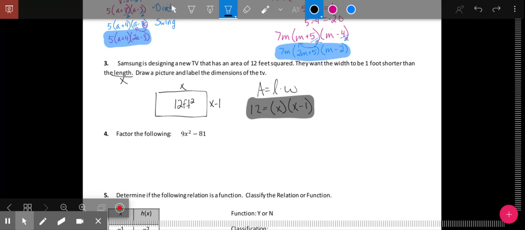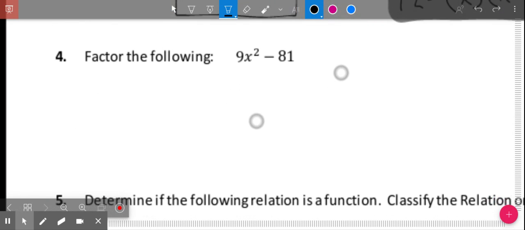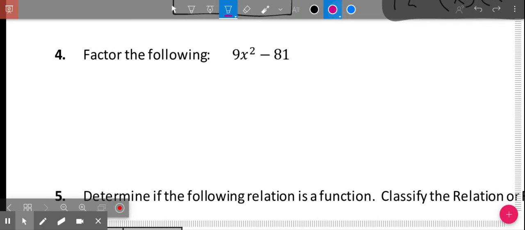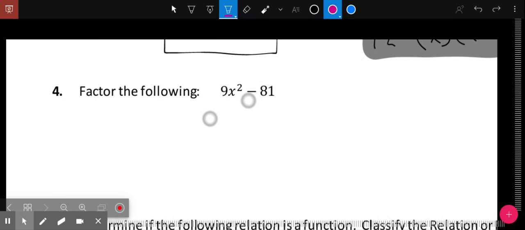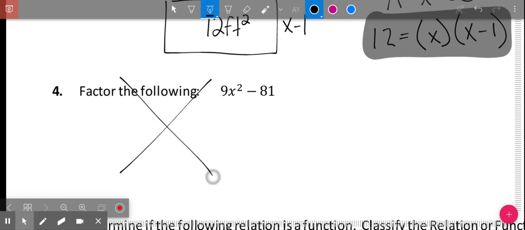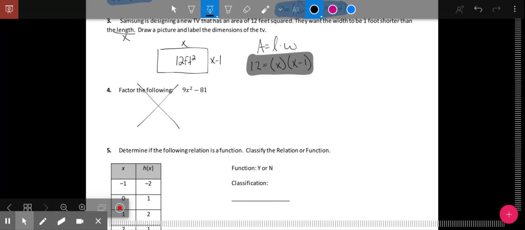All right. So looking at number 4, it says factor the following. We are actually going to skip that one today because we haven't done that yet. You'll do that tomorrow, guys. So we're going to skip that one for right now. Remember, we're going out of order because of our weird schedule that we've been having with snow days and late starts. We're having to go a little out of order.